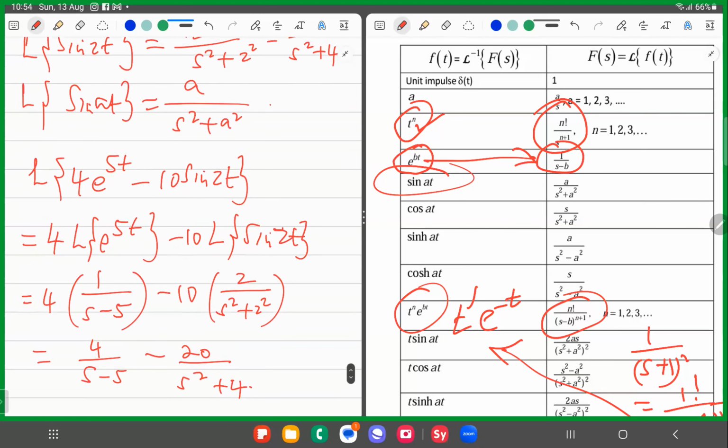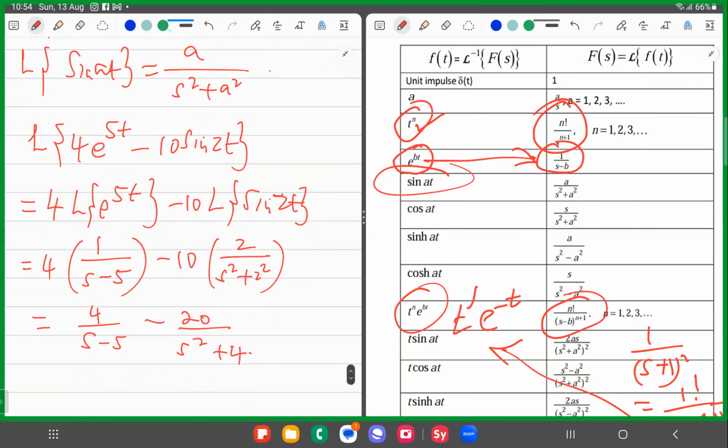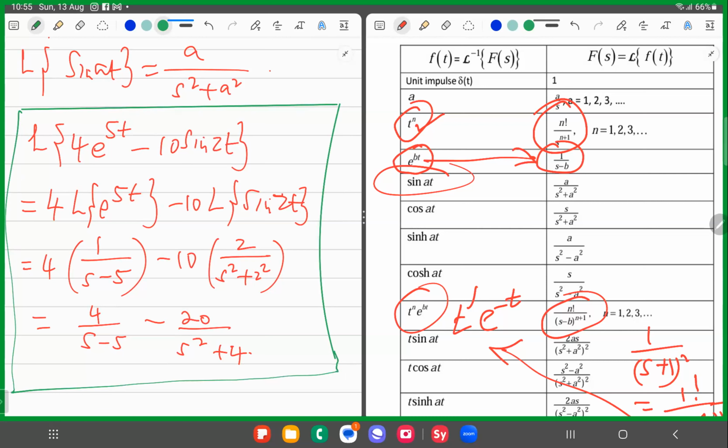Right, what have we done now? We've just shown that the Laplace transform of this one here is exactly that. The Laplace transform of 4e to the 5t minus 10 sine 2t is that.